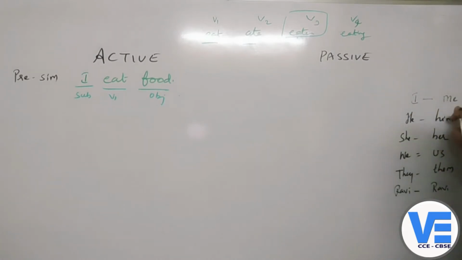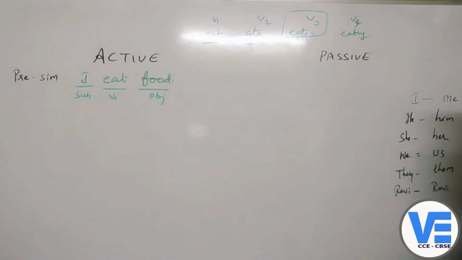I changes to me in the passive voice. He changes to him in the passive voice. She changes to her in the passive voice. We changes to us in the passive voice. They changes to them in the passive voice. Ravi, if you are taking the name, it will remain the same.